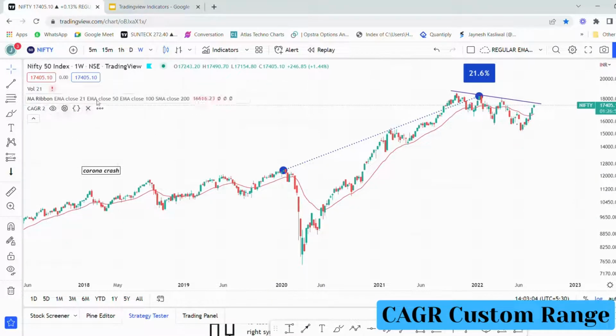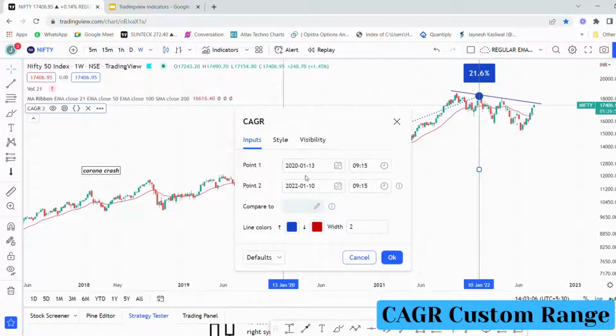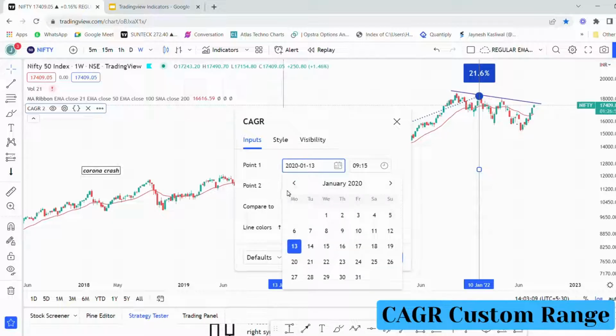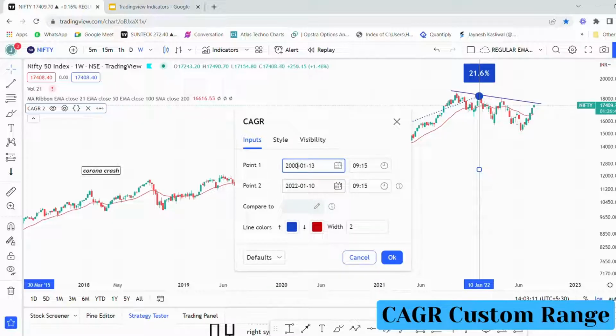I can change the CAGR also. I can change the time period. Let's say I want to see the CAGR from 2000. Okay, so I have selected 2000.